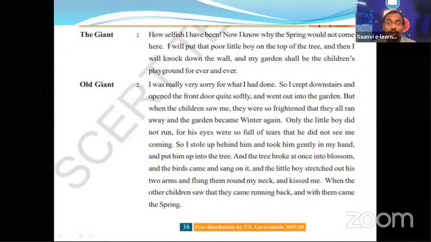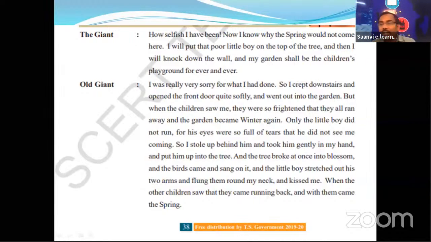When the other children saw that, they came running back. When they saw that the giant had changed his character, they also came back to the garden, and with them came the spring. So when the old giant changed his character, a lot of changes happened in the garden.